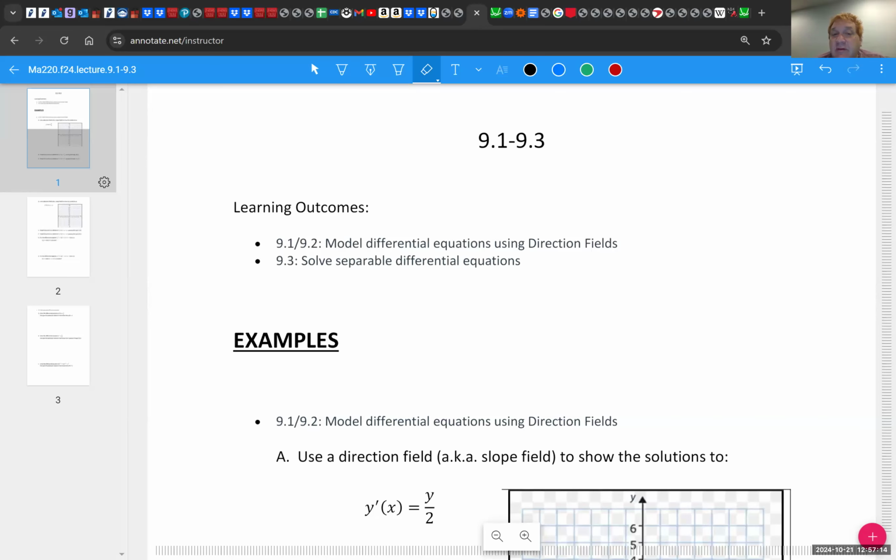Hi there, this video is for section 9.1 and 9.2. We're going to be showing you how to model differential equations using direction fields. Perhaps I need to start with defining some words, what a differential equation is, and what a direction field is, because we're going to be modeling one using the other.